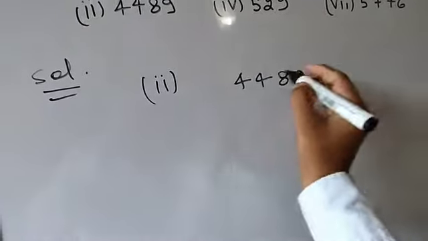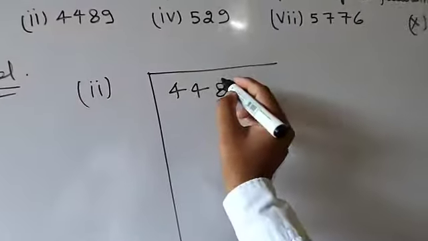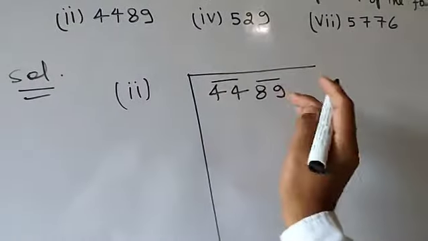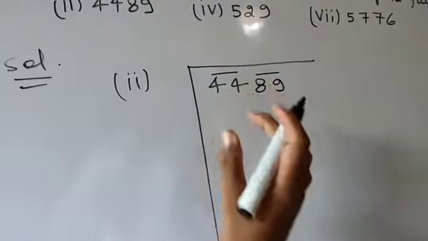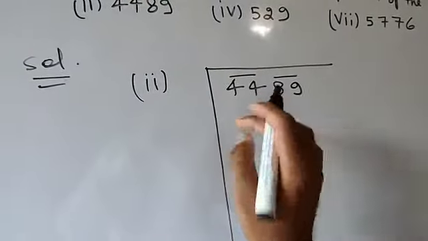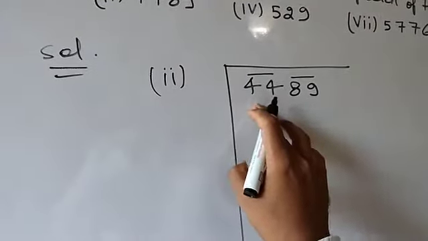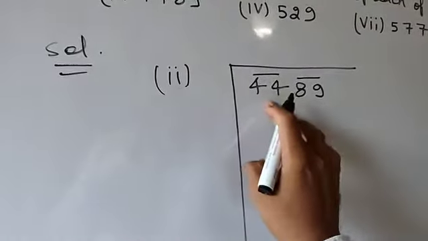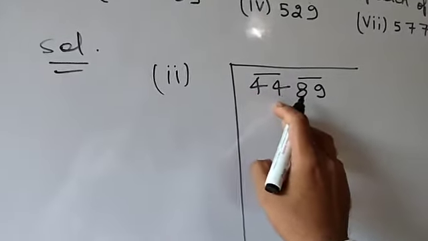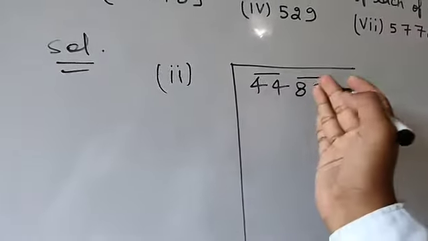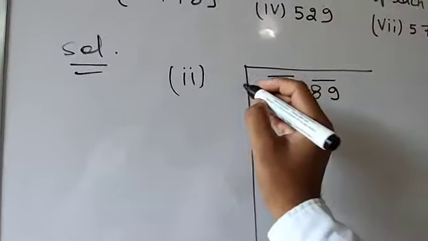Now the solution. I am going to solve the second part, that is 4489. So students, you will draw like this. You will make the pairing and draw the bar on each pair of the number. The pairing will start from the right side. So 4 digits are there in pairs. The first pair is 44. So you find a number whose square is either 44 or less than 44. 6 6s are 36, 7 7s are 49. So 49 is greater than 44. So just before 7 squared you get 6 squared.